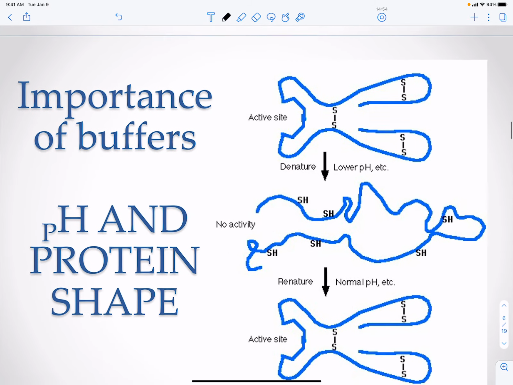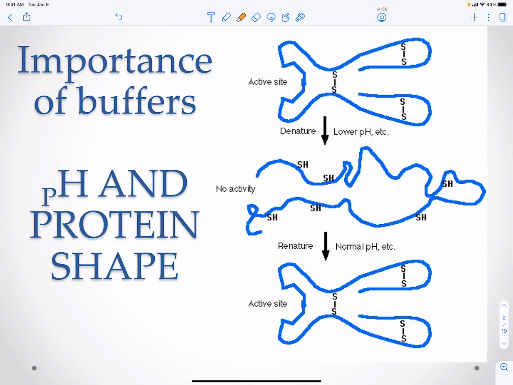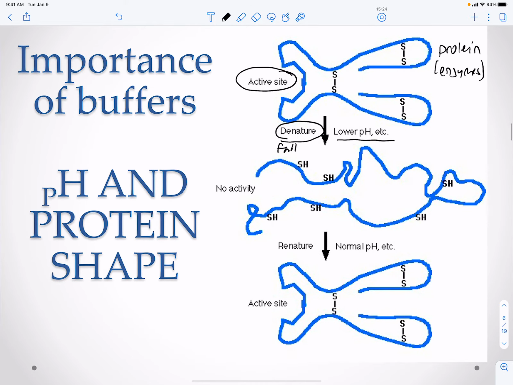Now, what's the importance of buffers? Well, especially in our bodies, it has to do with our proteins. So this is a protein. All of our enzymes are protein. And so in order for our body to function, we have to be at a physiologic pH. And this makes the active site available to perform some function. If you lower the pH, you're going to denature the protein, which means it falls apart. And in essence, you have no activity because you lose that active site. When you go back to a normal pH, you can renature and refold that protein, and so now you gain that active site back.